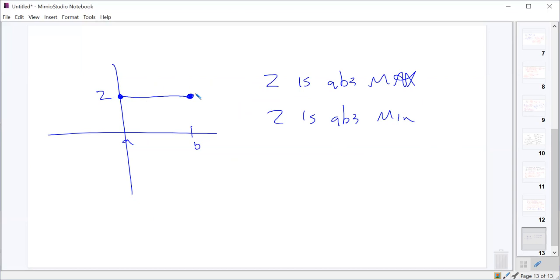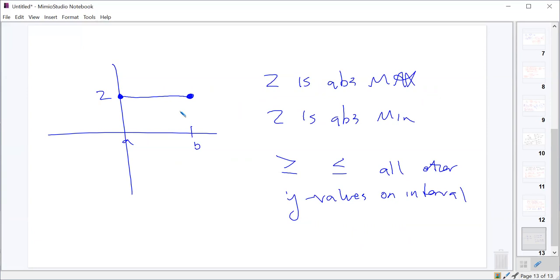So the definition of an absolute max or an absolute min is that it is greater than or equal to, or it is less than or equal to all other y values on the interval. Got it, thank you. So both of those are satisfied. 2 is greater than or equal to 2 for this entire interval, and it is also less than or equal to 2 on that entire interval. Does that make sense? Yeah, thank you.